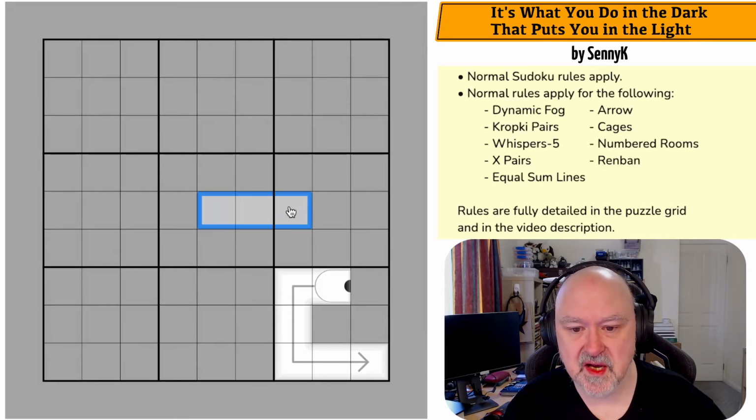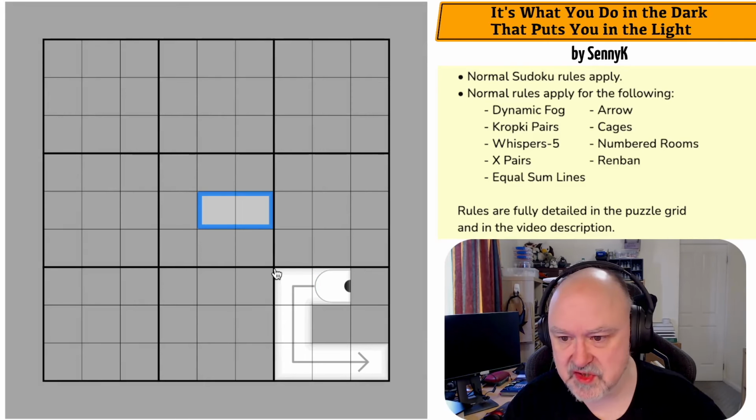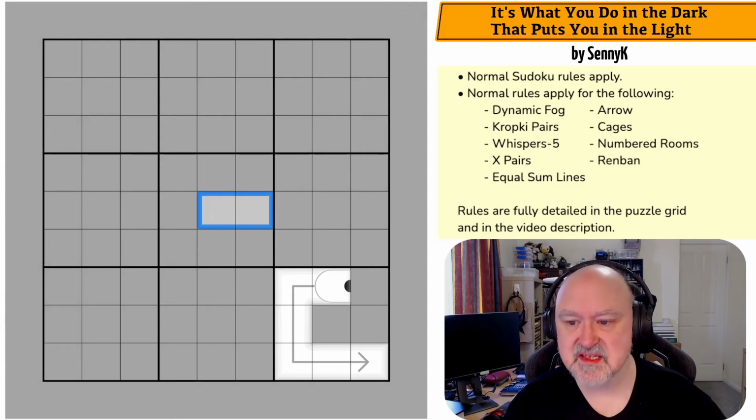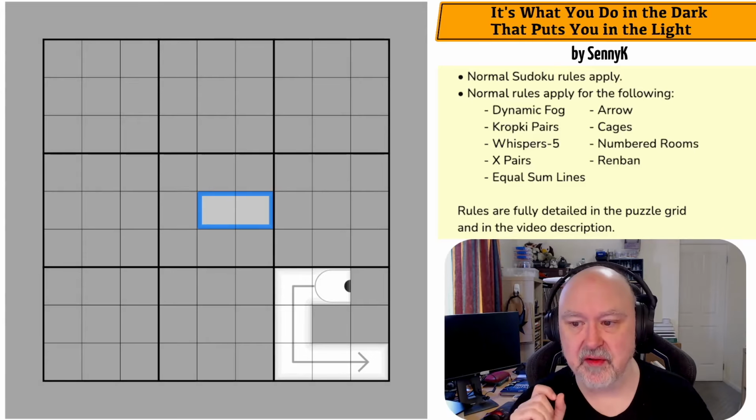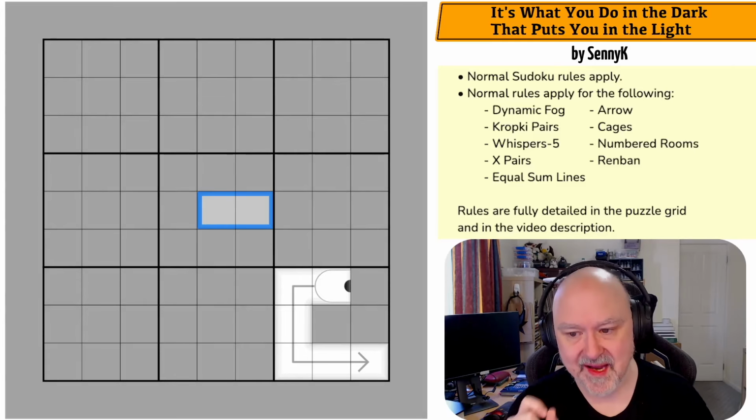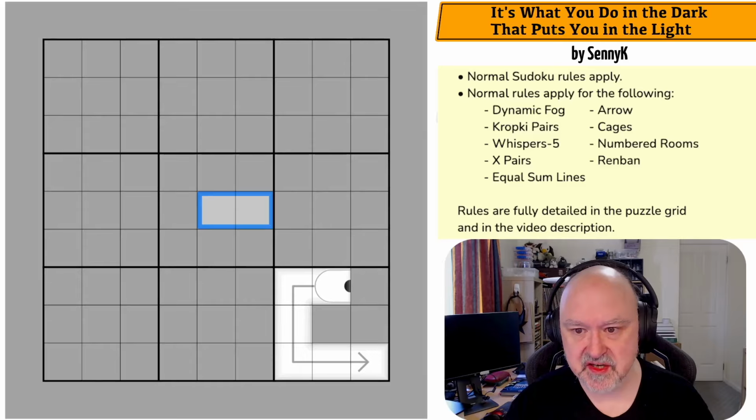So if there was a green line connecting these 2 cells, those 2 digits would have to have a difference of at least 5. Numbered room. A clue outside the grid indicates the digit which has to be placed in the nth cell in the corresponding direction, where n is the digit placed in the first cell in that direction. So let's say this cell here was a 4.